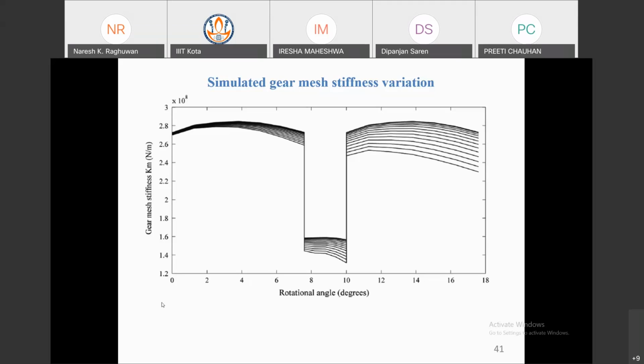If a tooth is missing, the stiffness will change with the particular rotation of the angle. You can consider this a rotational angle in the time domain. Because this is the rotation of the angle, you can convert it to time. This mass stiffness variation with time is also known as the time-varying mass stiffness, because it is changing during the time.